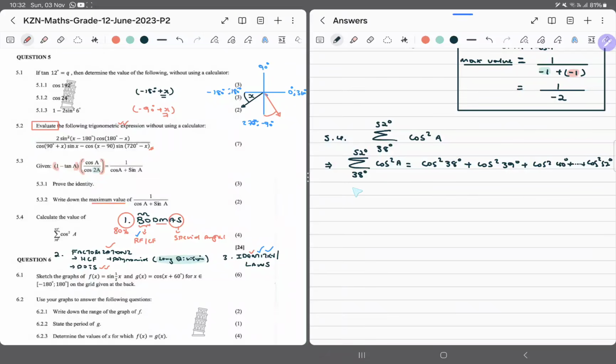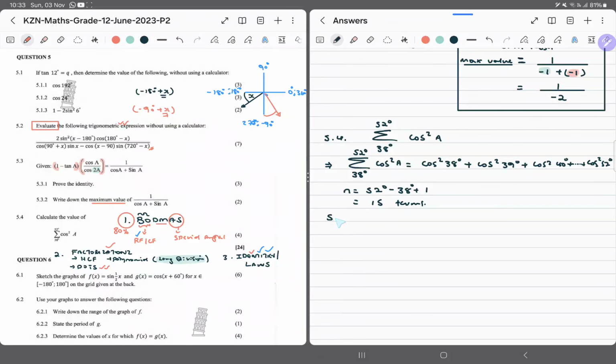Okay, all right. So what do we say? We can say this implies, maybe it does not imply. We can see that the number of terms here is going to be the top minus the bottom plus 1. So what is this? 52 minus 38 is going to be 14, and then we add 1. So this gives us 15 terms. Okay. So meaning these terms are going to be 15.